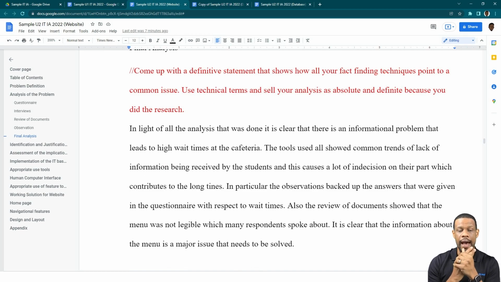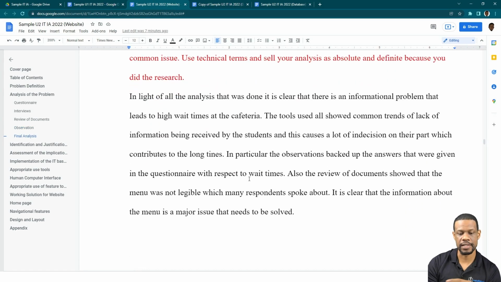So I want to add a paragraph to the last part of the analysis, which I call the final analysis. And in this section here, I have, in light of all the analysis I have done, it's clear that there's an informational problem that leads to high wait times in the cafeteria. So what we want to do is show that the major cause of the problem is something. I think there is no change that needs to be made here, but let me see if I could.